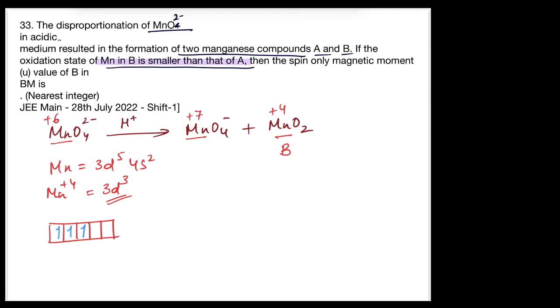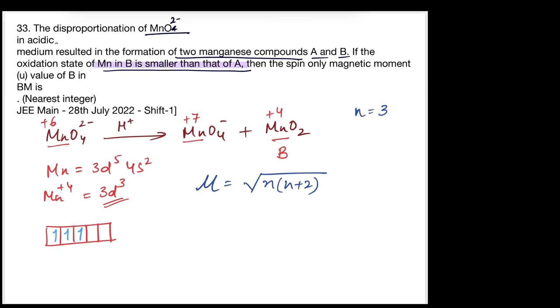Now the formula to find the magnetic moment is equal to square root of n into n plus 2. What is n? n is equal to number of unpaired electrons, which in this case is 3. So the value of magnetic moment is equal to square root of 3 into 3 plus 2, which is equal to square root of 15, and square root of 15 is 3.87. So this is the value of magnetic moment.